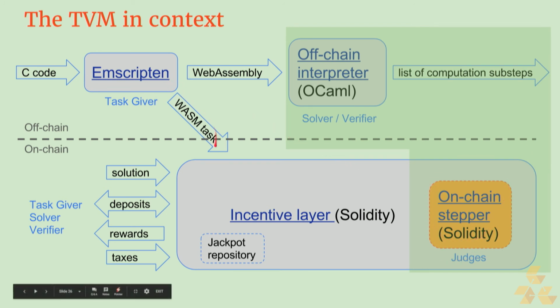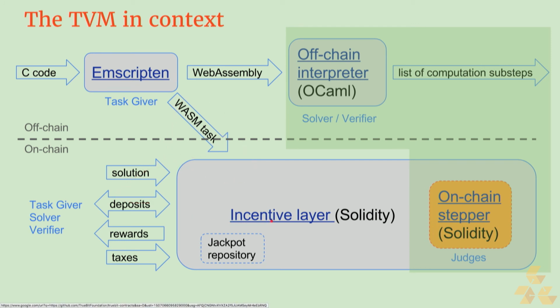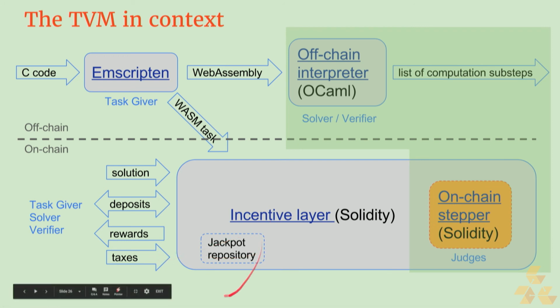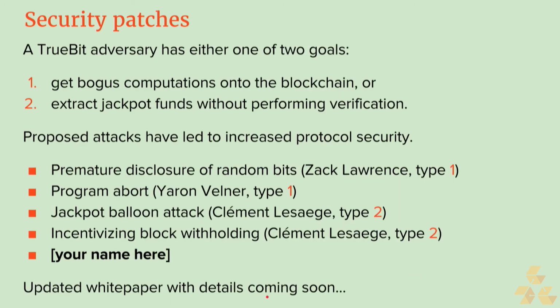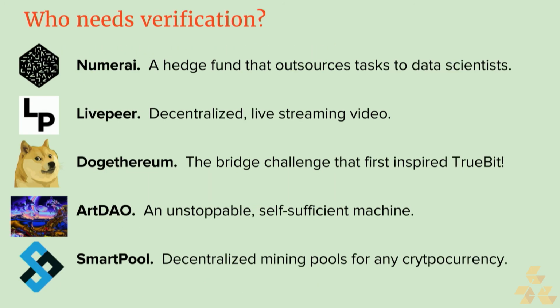The WASM task is also sent into the incentive layer, because that's how we generate the task. And then the incentives are all there to make sure that things work correctly. And there are some details here. For example, we have a jackpot repository, which is a bunch of money you put in to make sure the incentives are going to work correctly. We've had a lot of contributions from the community in terms of just the protocol level over the last few years. So updates coming soon in the white paper.